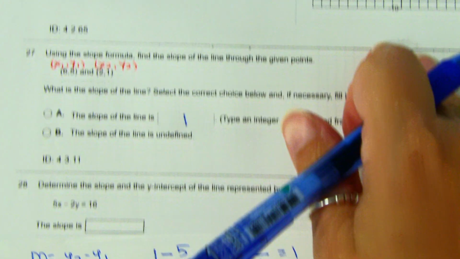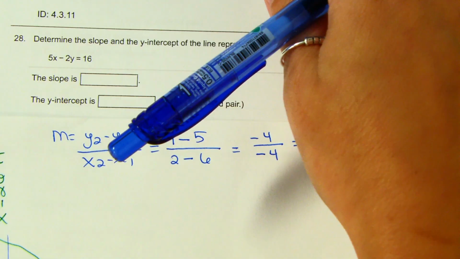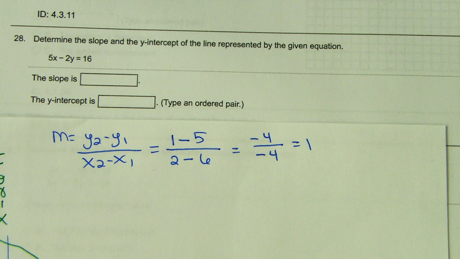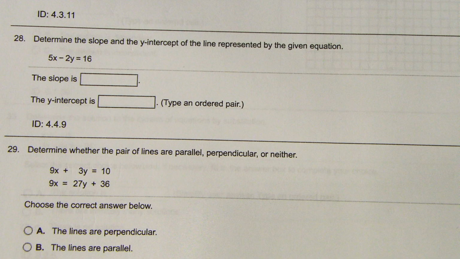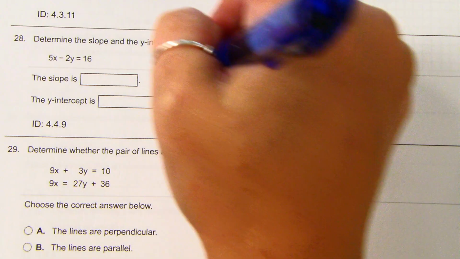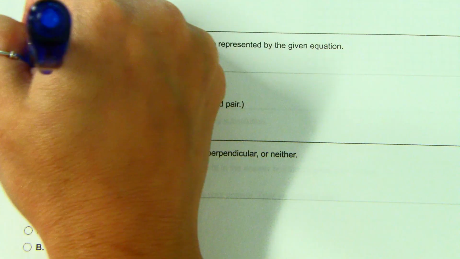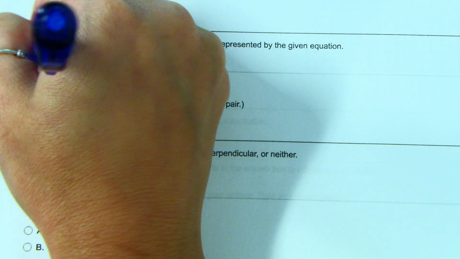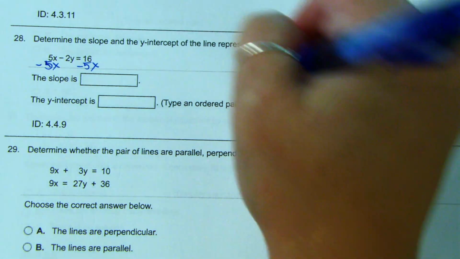Determine the slope of the line and the y-intercept represented in the given equation. So they give you an equation, it's written in standard form. If you want to know the slope and the y-intercept, you need to put it in slope-intercept form, which is y equals mx plus b format. In order to do that, I would have to move the x component to the other side, so I'm going to subtract 5x from both sides. That'll give me a negative 2y equals a negative 5x plus 16.